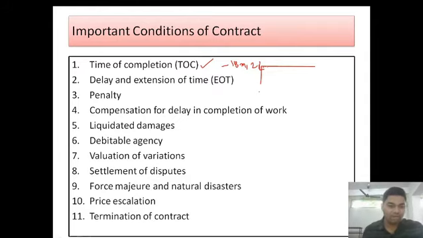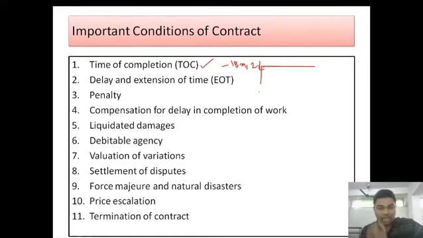The next is settlement of disputes. If any sort of dispute arises between the two parties who are bound by the agreement, whether they should go to a committee, and how they will settle that dispute, those conditions will be laid down, including whether there will be intermediate persons who will solve these disputes. So the settlement of disputes also comes under conditions of contract.